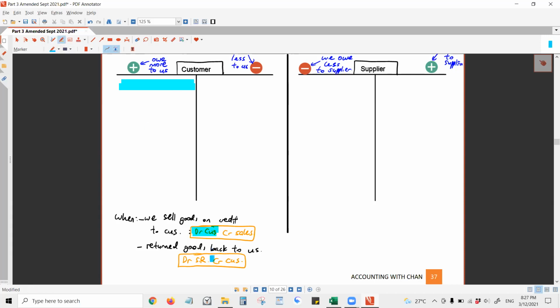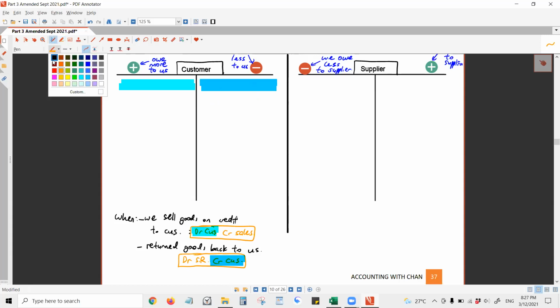So see carefully. When a customer returns goods back to us, it's going to make the customer owe less to us, right? The customer has yet to make any payment to us so far. So if they return some goods back to us, it's going to make the customer owe less. So we have to credit customer account for this transaction.